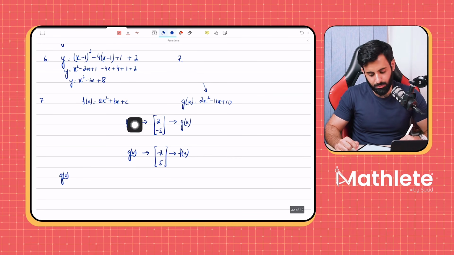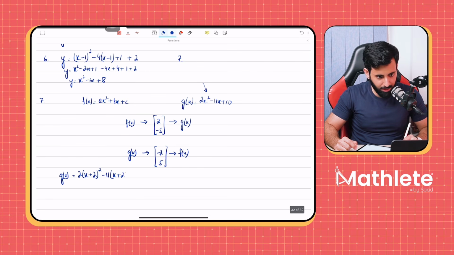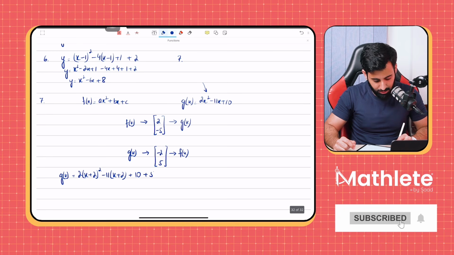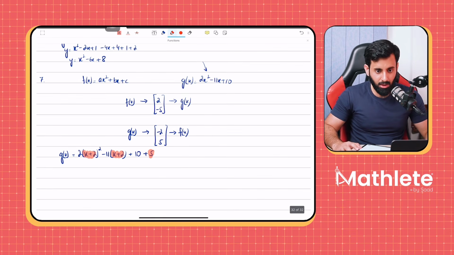How do you get a graph to move 2 units towards the left? You add 2 to x. That means x plus 2, the whole thing squared, and then minus 11, and in it also you will add 2, and then you have the plus 10. And then don't forget that you also have to add 5. So these are the two translations that we have applied.